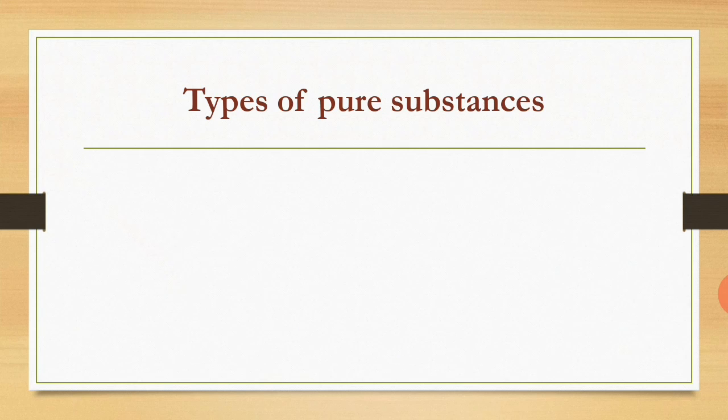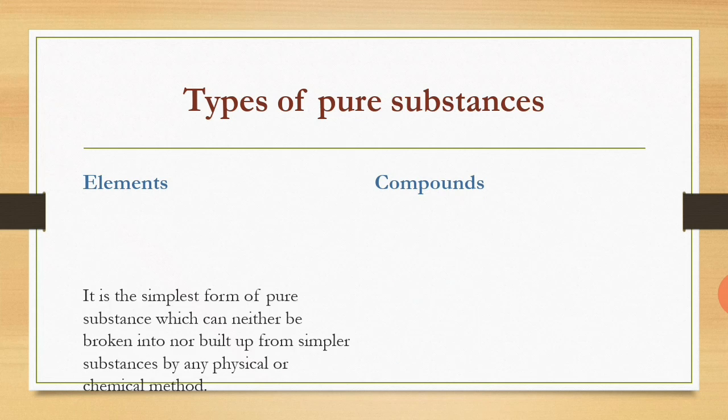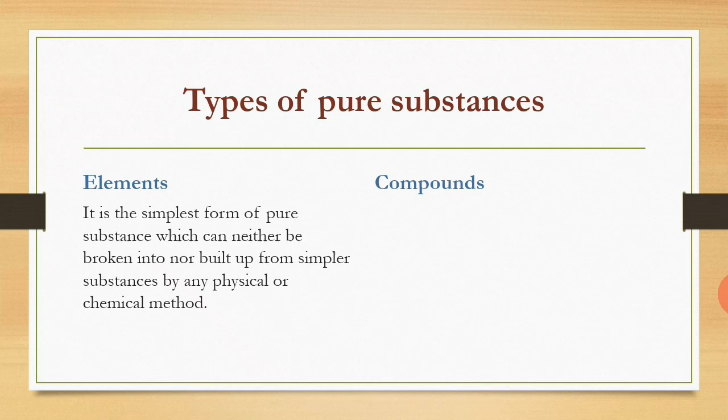So let's start with the types of the pure substances. These are of two types, one is elements and the other is compounds. Now what are the elements? Elements are the simplest, purest form of these substances which can neither be broken into nor built up from simpler substances by any physical or chemical method. For example, all the metals and all the non-metals can be included here, like I have taken iron, gold, silver, etc. You can take any kind of metals in the elements example.